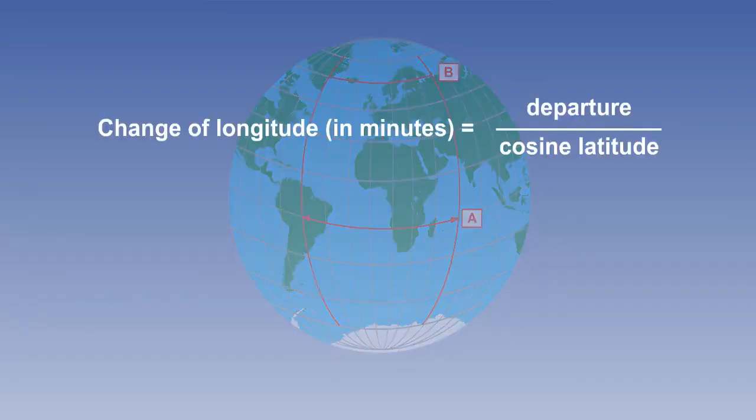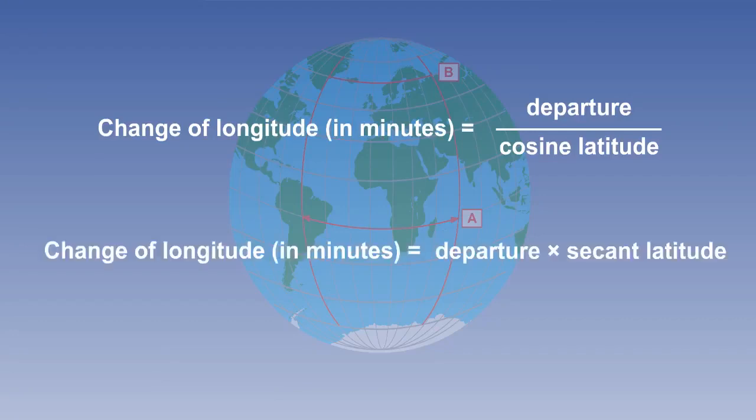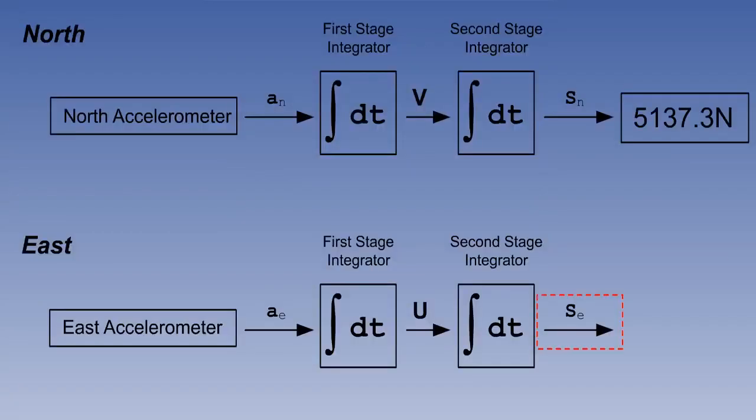The equation linking departure and change of longitude is that change of longitude in minutes equals departure over the cosine of latitude. However, there is a mathematical function called the secant, which is simply the reciprocal of cosine. For instance, the cosine of 60 degrees is 0.5, so the secant will be 1 over 0.5, which is 2. So we can rewrite the above formula as change of longitude in minutes equals departure times secant latitude. This gives us a computing method for calculating the change of longitude.